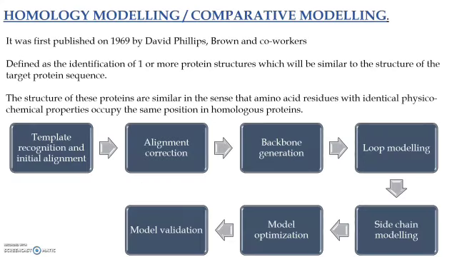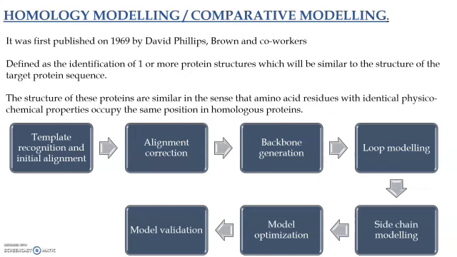Homology modeling was published in 1969 by David Phillips Brown and co-workers, and it is also known as comparative modeling. It is defined as the identification of one or more proteins whose structure is similar to the structure of the target protein sequence. Homology modeling is mainly based on the principle of the phrase we all know: similar structures have similar functions.